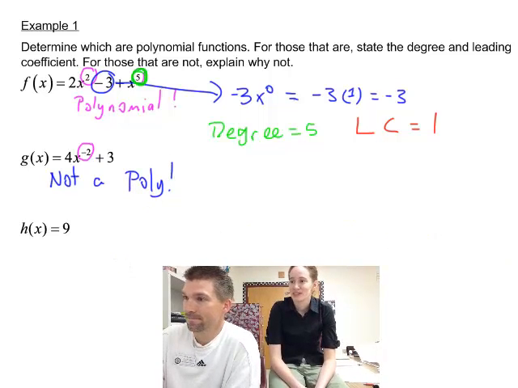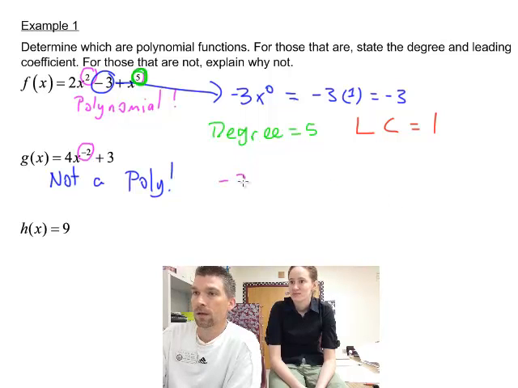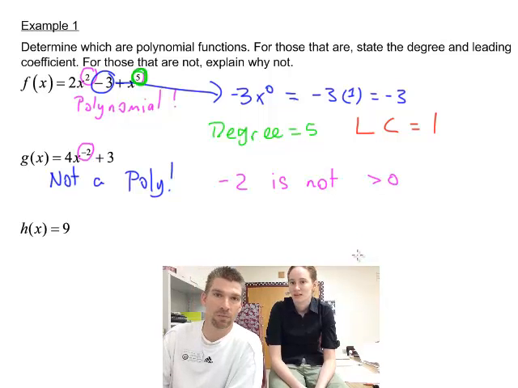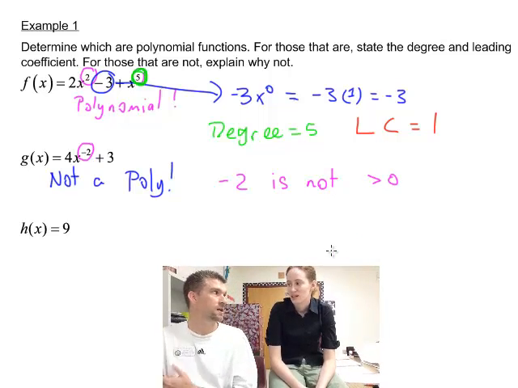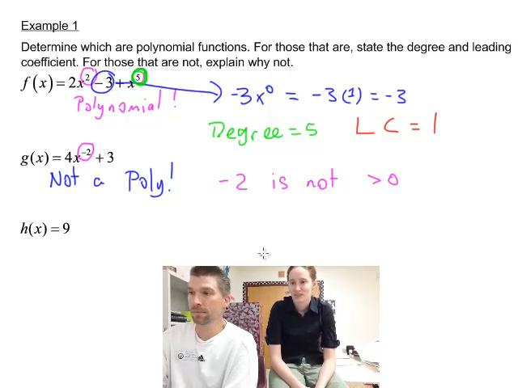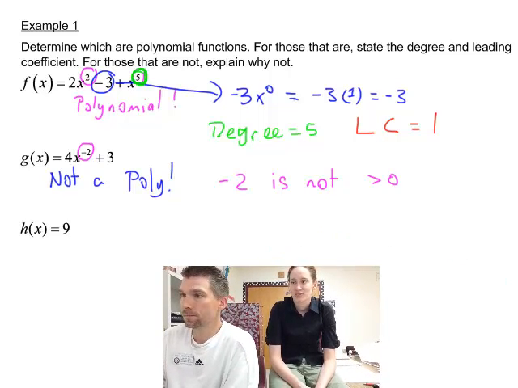Yes, you will. And the reason is because of the negative exponent. -2 is not bigger than 0 or an integer bigger than 0. It fails the bigger than 0 test. Okay, H of x equals 9.